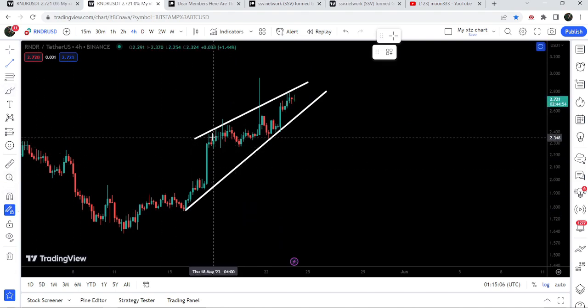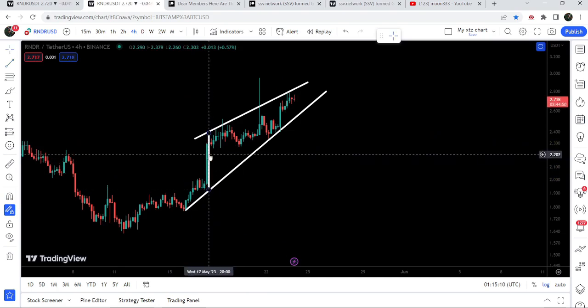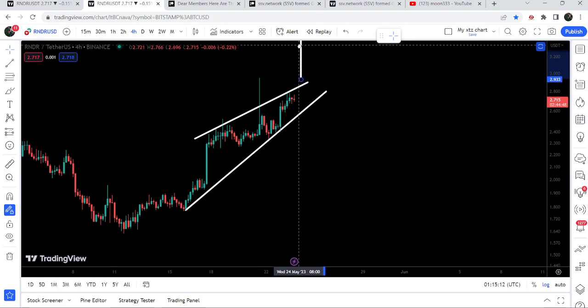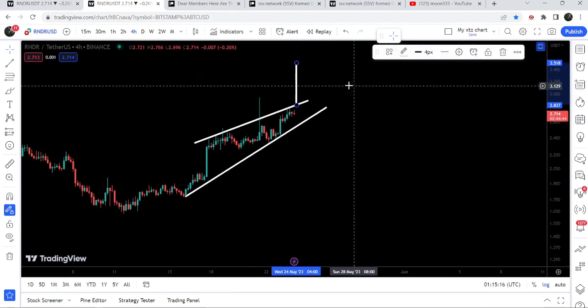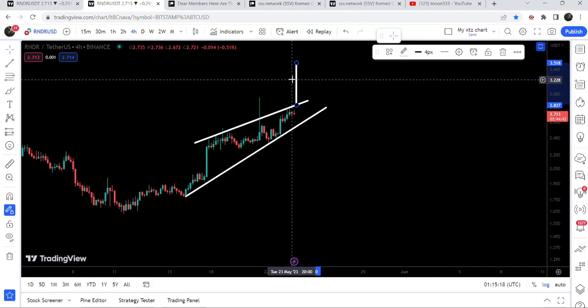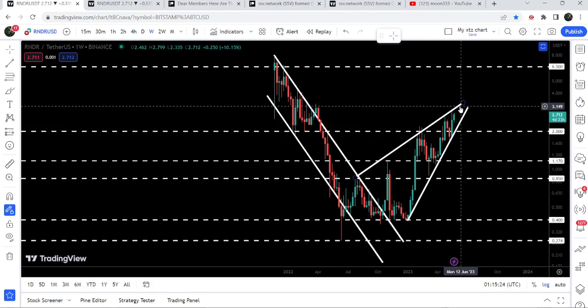And in case of breaking out the resistance of this rising wedge pattern, the target to the upside can be here. That will be approximately at $3.51. And if the price line reaches there to hit this target, then it can easily break out this long-term resistance of the bigger rising wedge pattern as well.